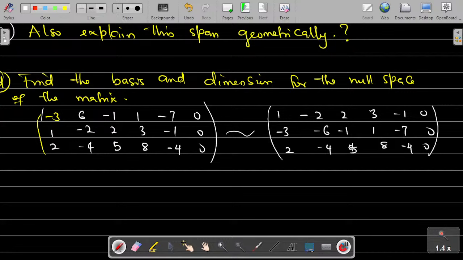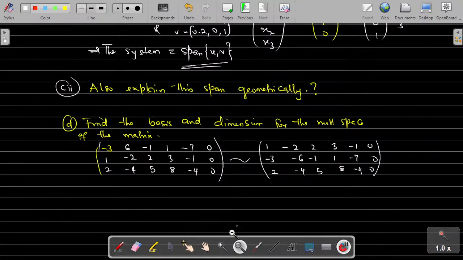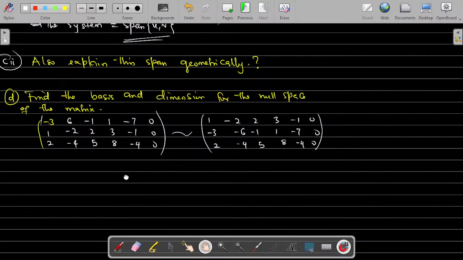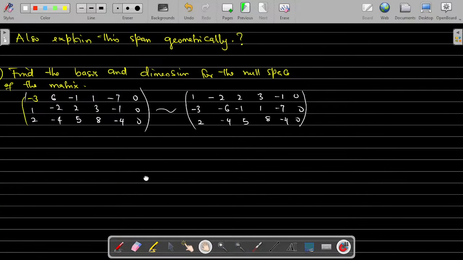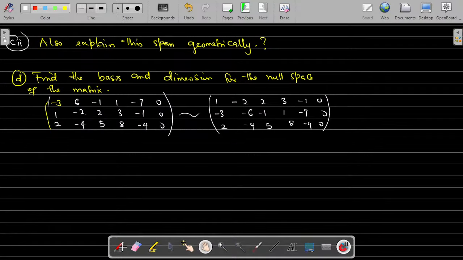For the sake of space, you can do the reduction somewhere else, and I will tell you what to bring in here. All right, so let me try to reduce this a little so that I'll be able to reduce the rows here. So here we are going to have, this is going to remain as 1, minus 2, 2, 3, and minus 1.